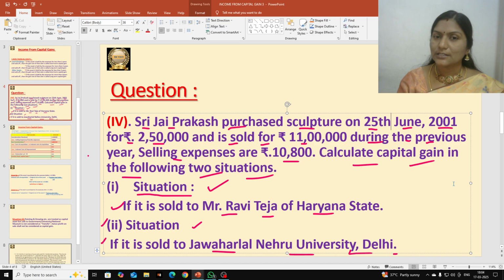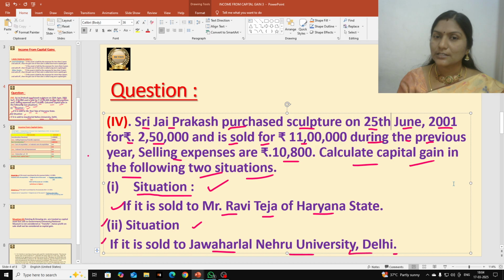When the asset is purchased in the year 2001, this is not land and buildings, so we are going to take a 3 years period. In case of land and buildings, to determine short term or long term capital asset, we take into account a 2 years period, but here we take a 3 years period. He purchased in 2001 and sold in 2023-24, so he used it for more than 3 years before selling. If any asset is used for more than 3 years after purchasing and then sold, we have to call it a long term capital asset.